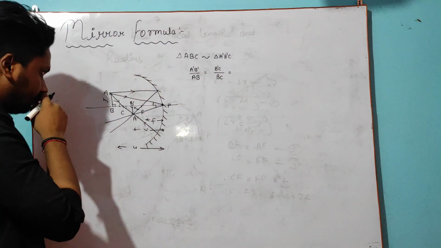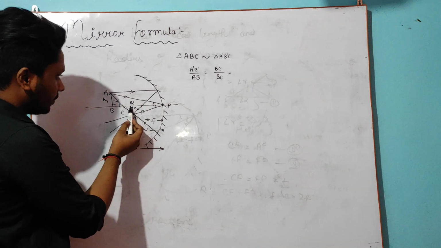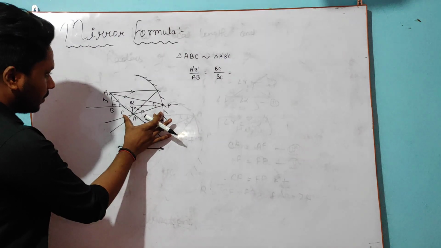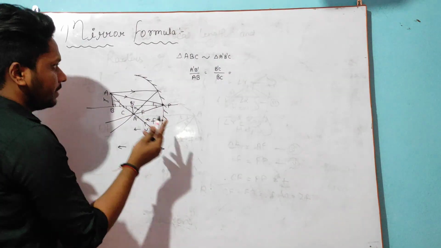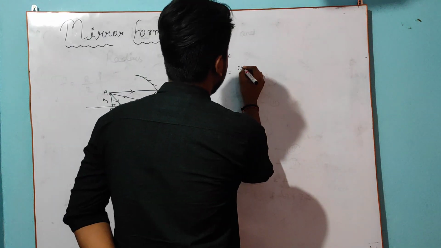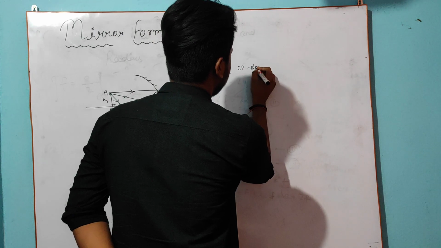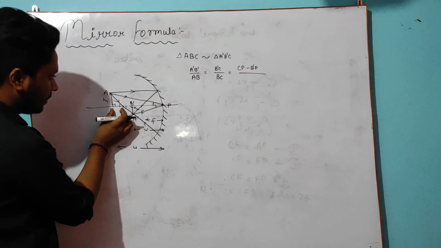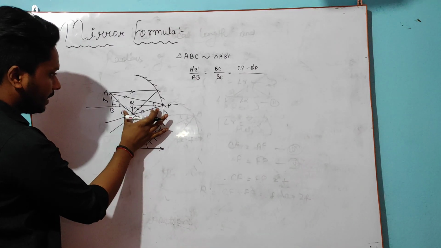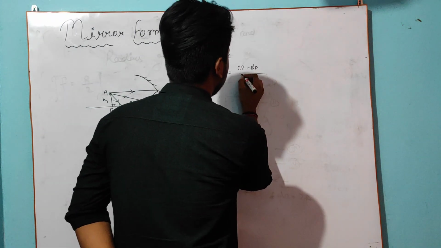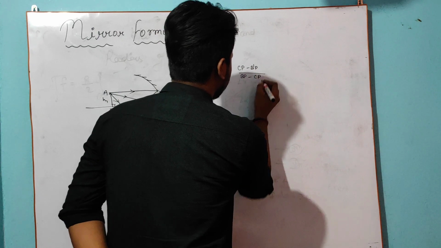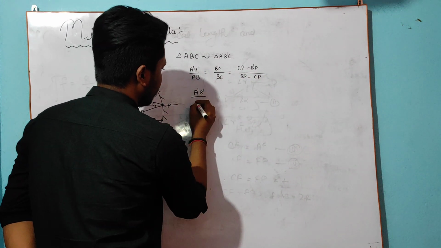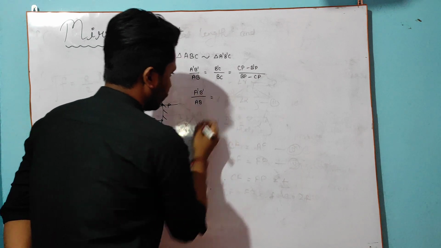Now B dash C is what? This distance B dash C. So B dash C is equal to CP minus B dash P. So CP minus B dash P upon BC. BC is this distance, so it is equal to BP minus CP. So A dash B dash upon AB is equal to what?